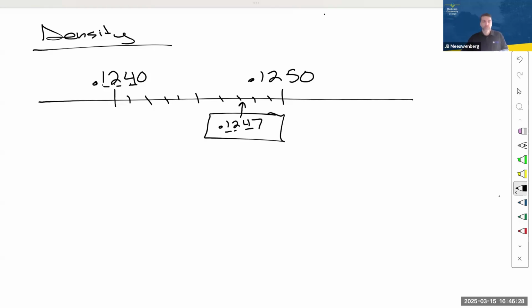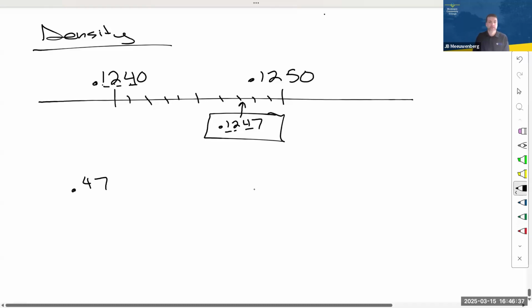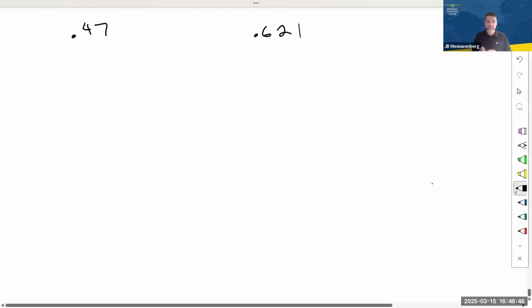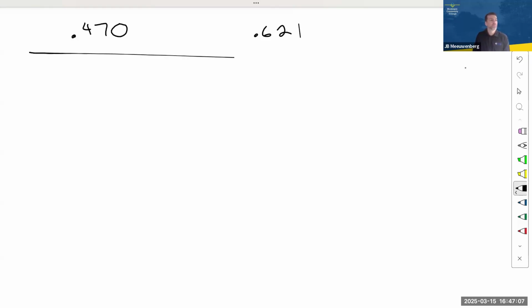Let's look at another pair, and we're going to find a number between 0.47 and 0.621. With these, they have a different number of decimal places. We can still do it. To help us with this process, we might extend the 0.47 with a 0 so that now they have the same number of places. So can we find any number between those two?